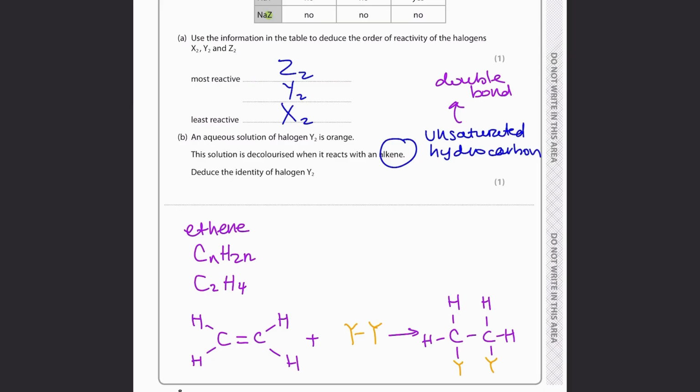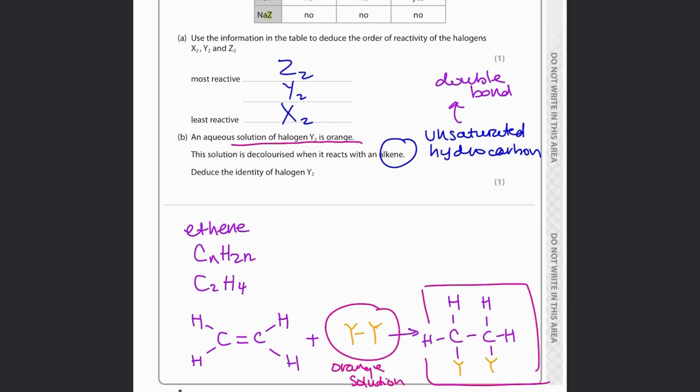Now, why am I talking about this? Because the color is important. What's the color of this? It tells you it is an orange solution. So before, there's an orange solution, what about afterwards? Look at the product. Does the product have any color? Is there still Y2 left? Is Y2 still a thing? No, it's not. And if it's not, then it would be colorless. That's why it's decolorized. It's turned from orange to colorless.